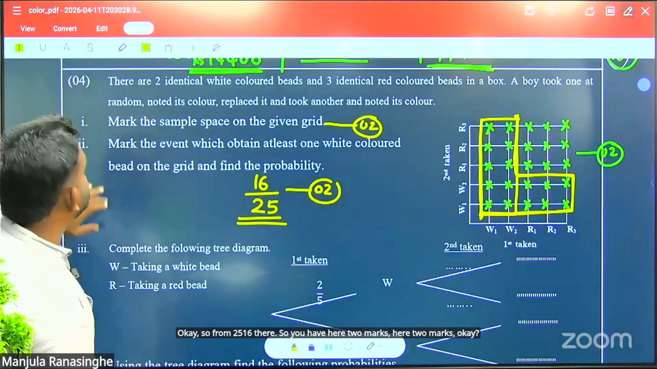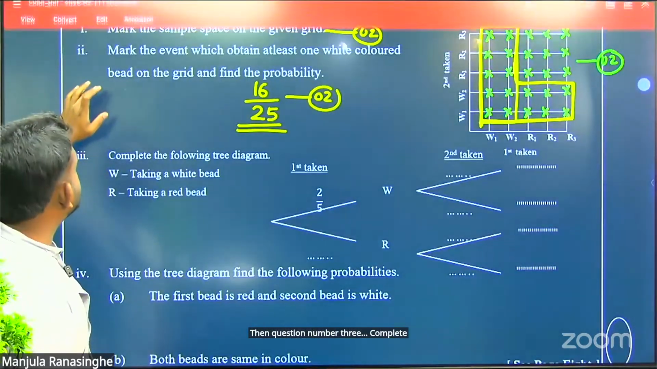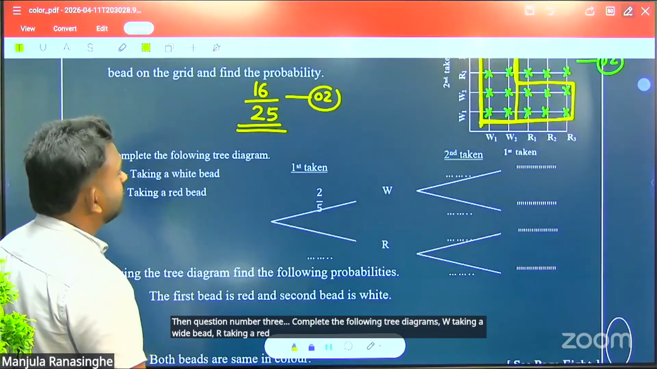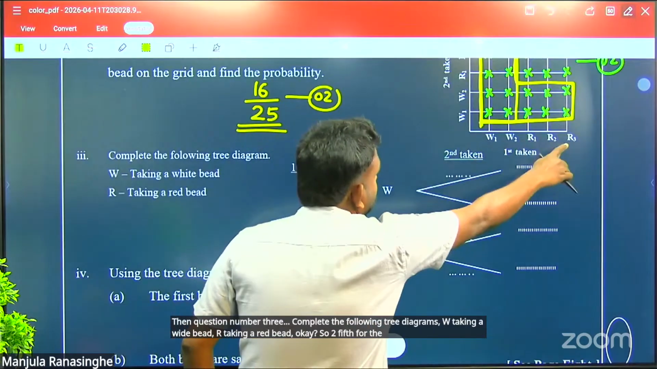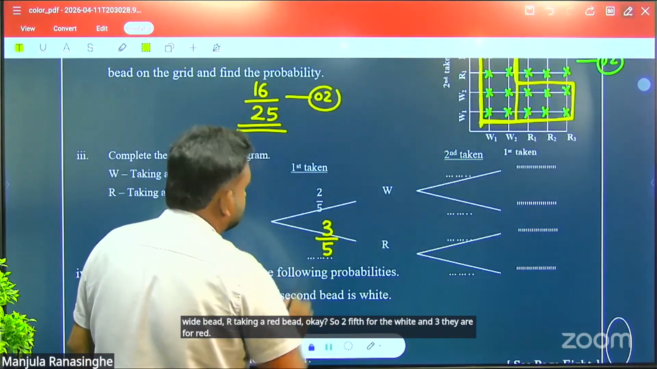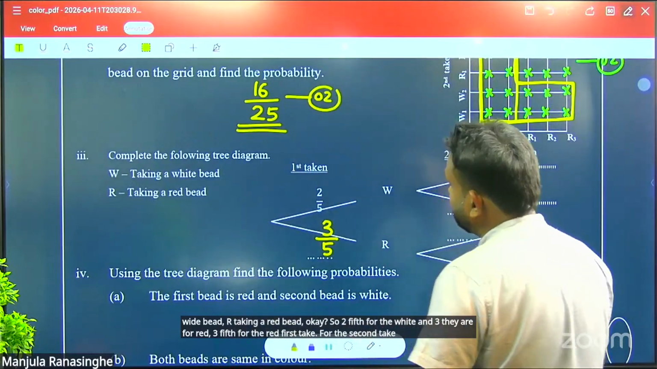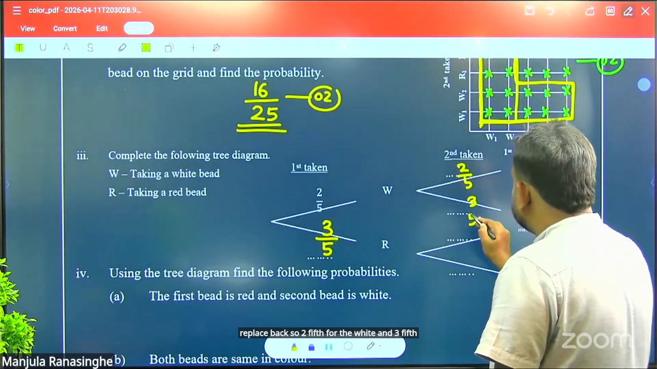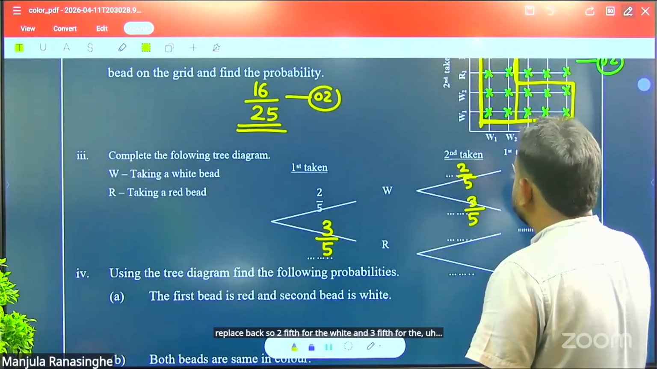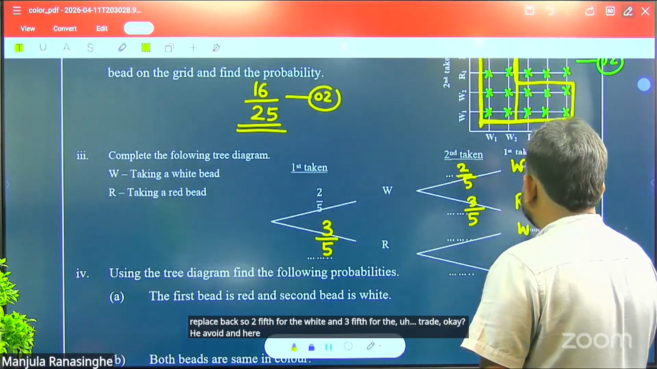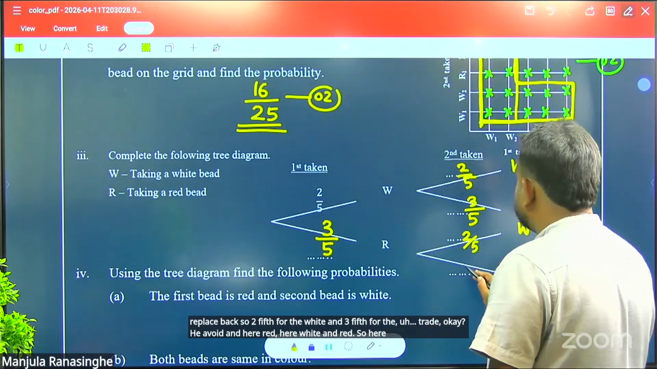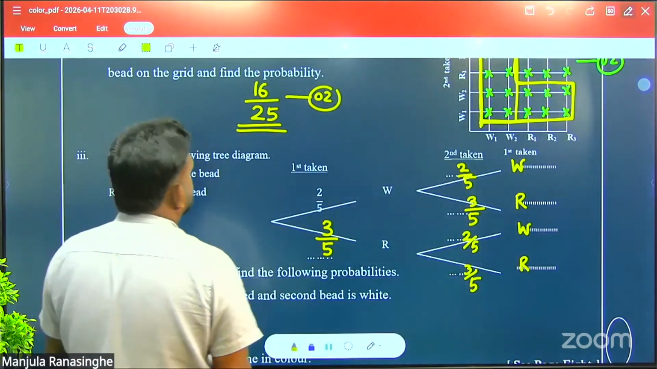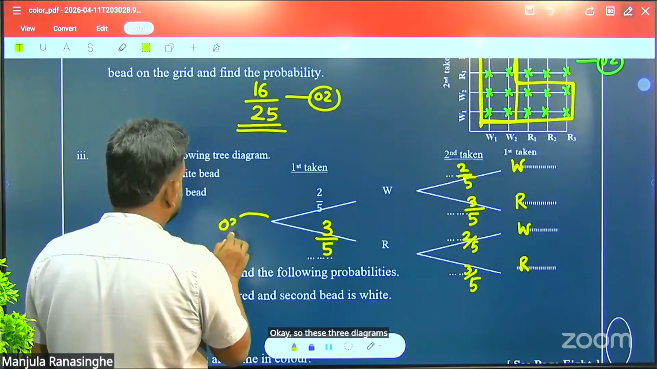Then question number 3. Complete the following tree diagrams. W is taking a white bead, R is taking a red bead. Okay, so 2/5 for the white and 3/5 for the red, first take. For the second take also the same, because they are replaced back. So 2/5 for the white and 3/5 for the red. Okay, here white and red, here white and red. So here 2/5 and here 3/5. Okay, right. So completing these tree diagrams, you have 3 marks there.